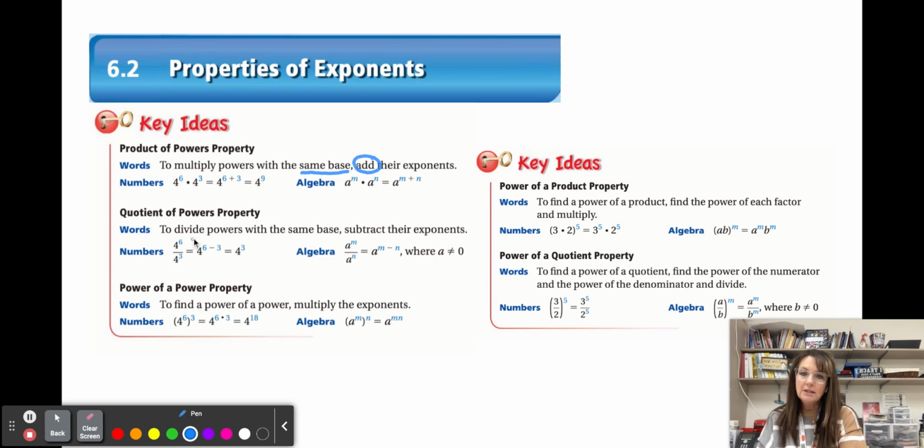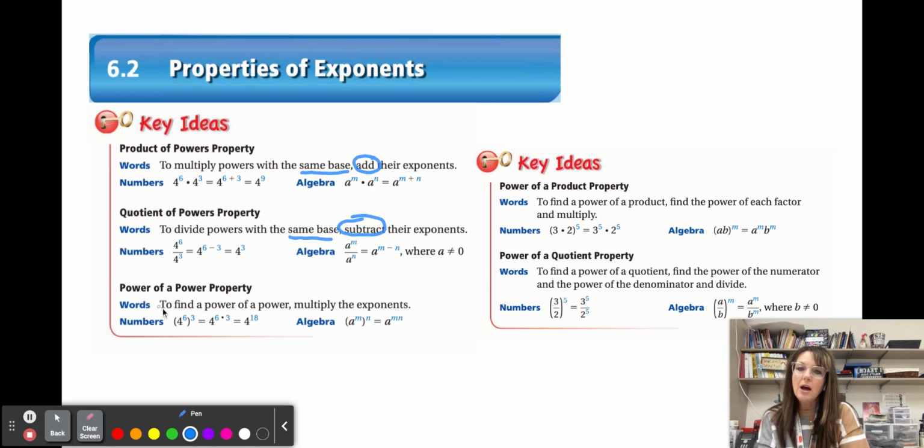When it's the quotient and we're dividing, we have the same base. We want to subtract their exponents. Again, in the numerator, we have 6 factors of 4. In the denominator, we have 3 factors of 4. So we've learned to simplify, right? We could probably cancel off 3 of those factors. So we're subtracting the exponents, and we are left with 4 to the third power.